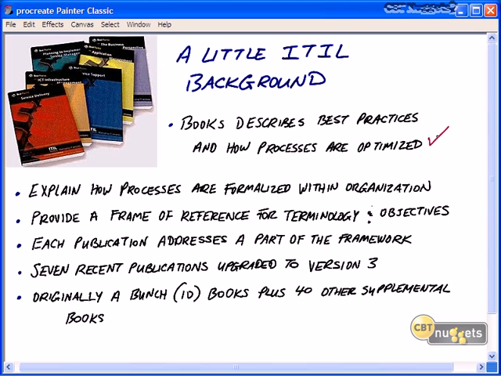Now, the goal of the library and the books of the library, and you can see here, this is actually the books of version 2. So I'm going to put V2 here. These books have historically explained how processes are formulated within an organization.